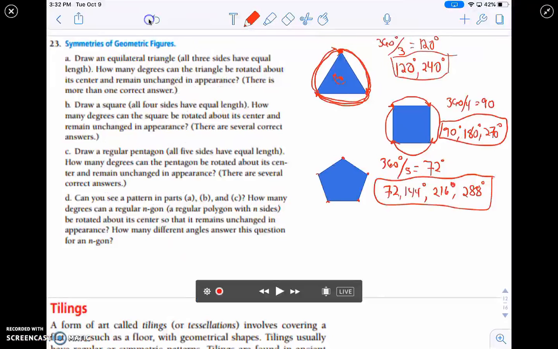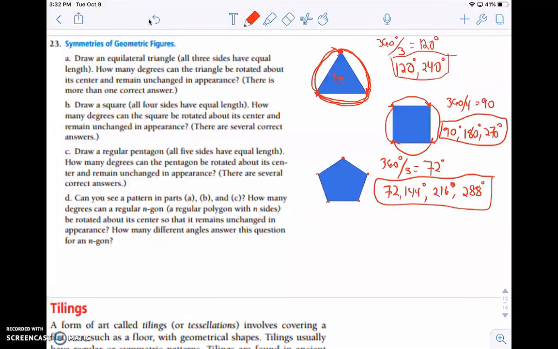Okay, so this is part 3 of Unit 11B. The last video we ended with these symmetries of geometric figures and found these degrees of rotation for regular polygons. Again, regular polygons are where you have all sides of equal length. And in this case, we want to find out how many degrees a regular n-gon, so a polygon with n sides, can be rotated about its center so that it remains unchanged in appearance.